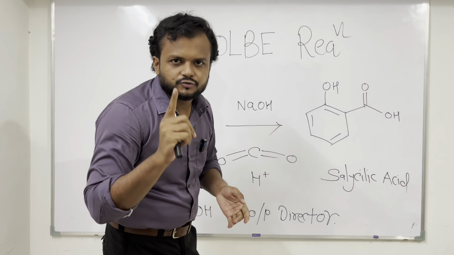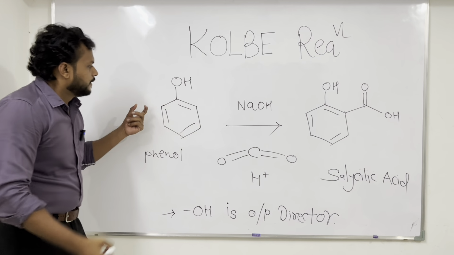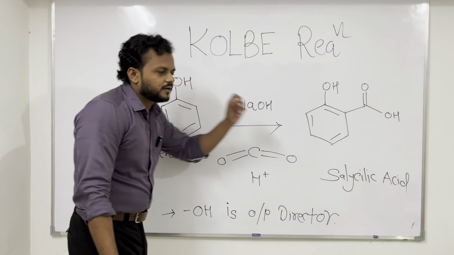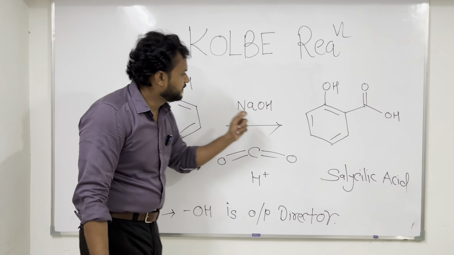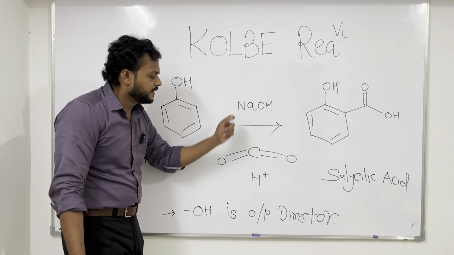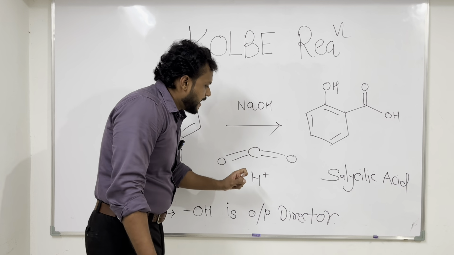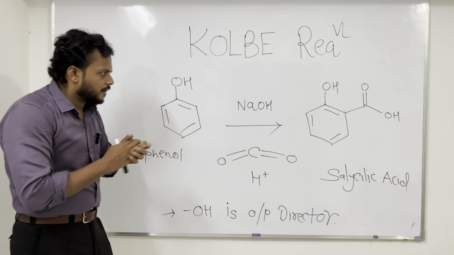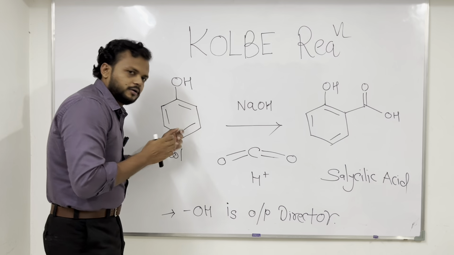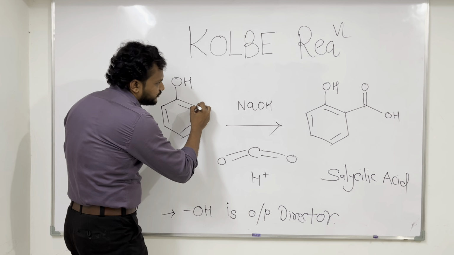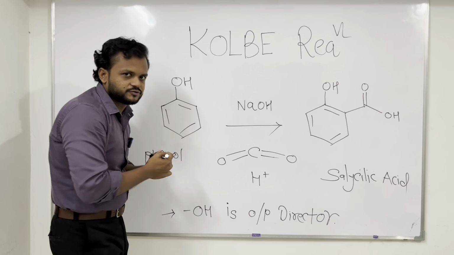Today I'm going to teach you Kolbe reaction. Phenol is converted into salicylic acid in the presence of sodium hydroxide, carbon dioxide, and acidic workup. What we are going to add in phenol? We are going to add carboxylic acid group at ortho position.